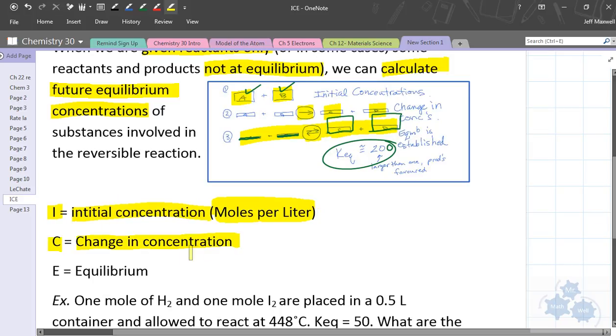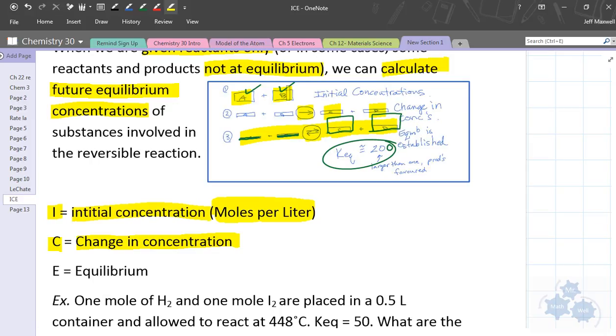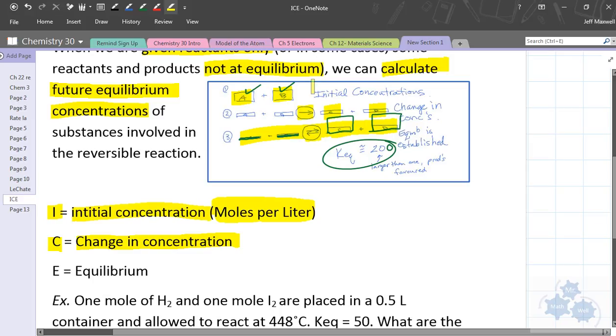C is the change in concentration. So this is where it gets a little bit tricky, I would say. I is really easy. C, some people get kind of tripped up at C. It's not that hard once you get some practice with it. But the second step is the change in concentration. For example, we know that A and B are going to decrease in concentration, right? We know that C and D will increase a little bit. That's what's going to happen. But how much? Well, I'll show you how we know how much.